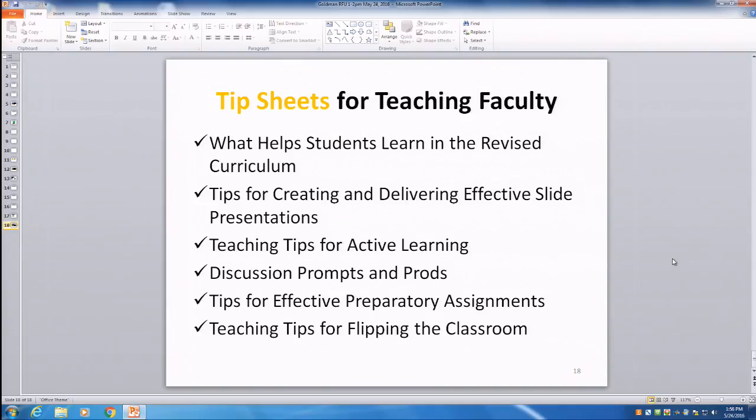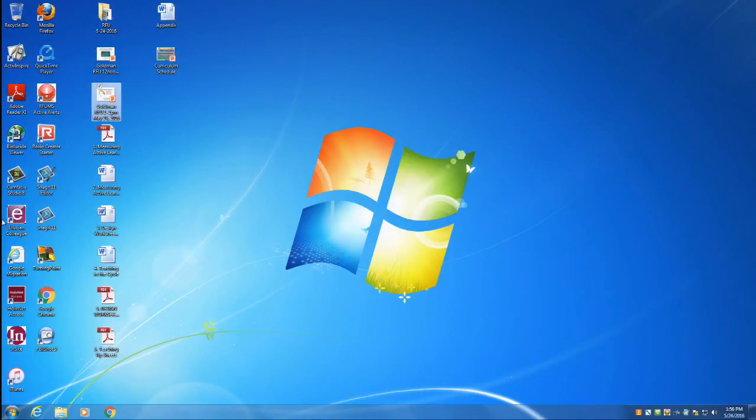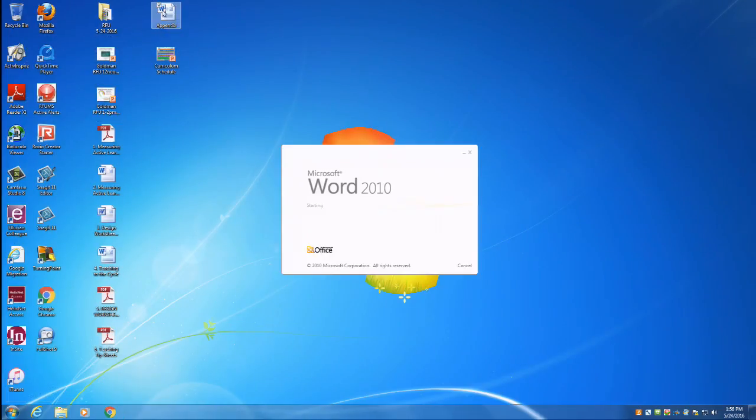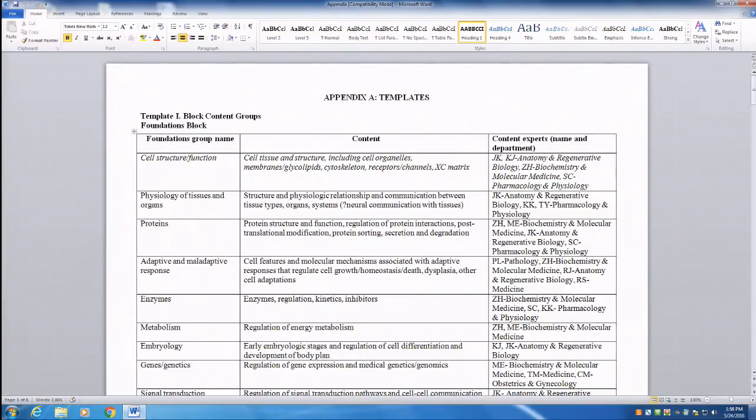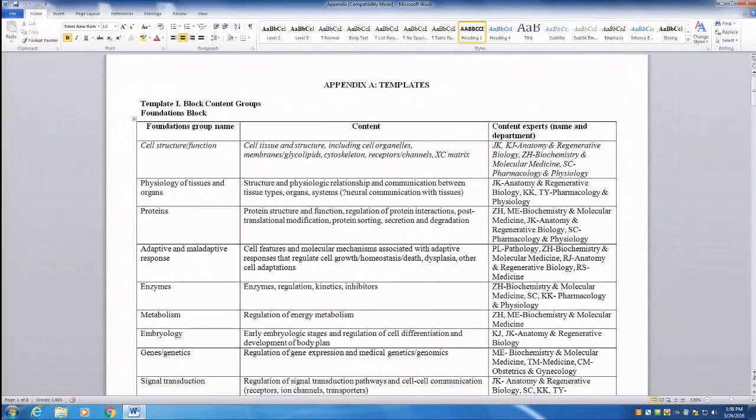I don't know if this is going to help or not, but let's try it since I have it. So this you don't have. This is a bunch of templates that I prepared for an article that didn't get accepted, but who cares? Okay, so these are the content groups for the Foundations course.